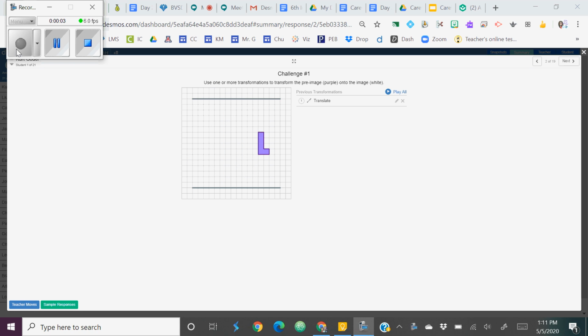Hi, this is the Desmos solution video for the transformation non-rigid motion golf. I'm going to just play some different solutions. This is challenge number 1, slide 2, simple translation. That one looks great.